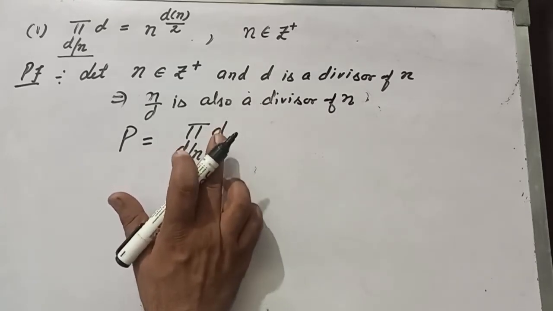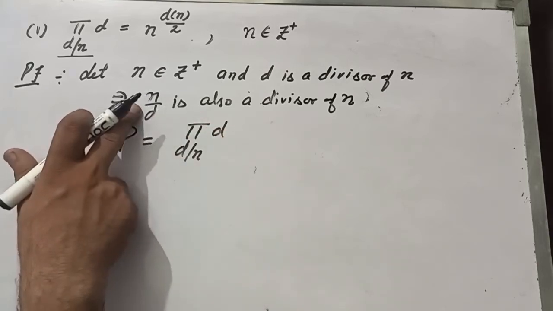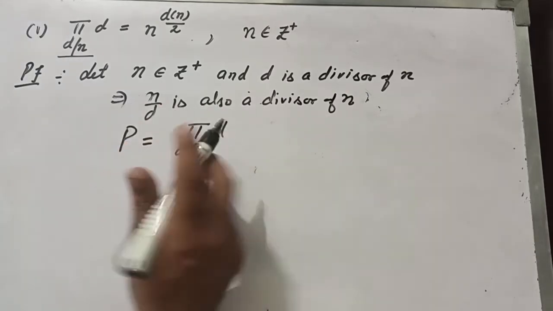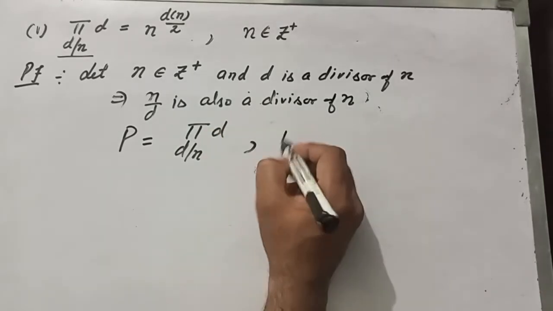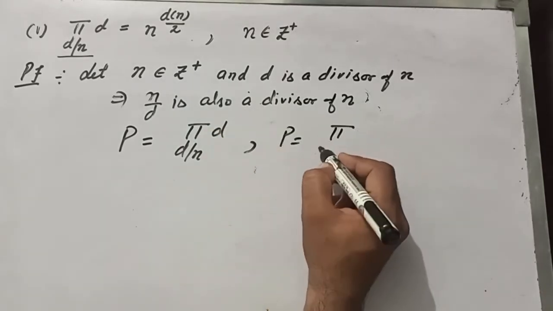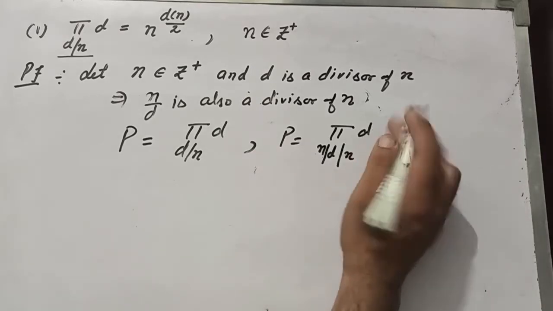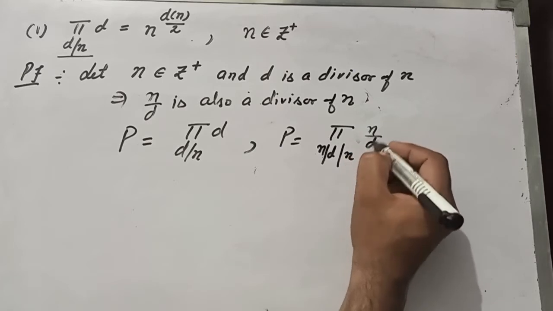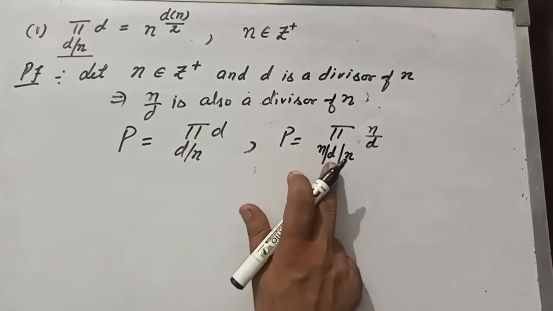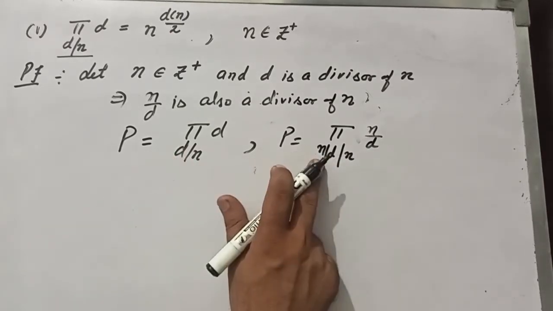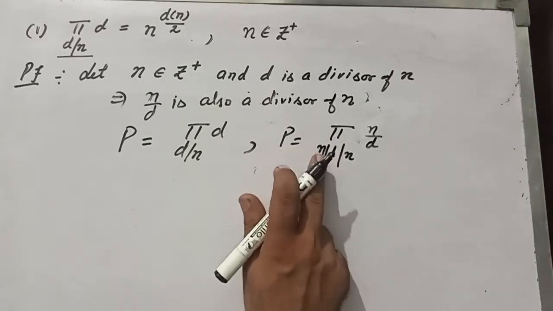But now you can replace d by n by d, because if d is a divisor, then n by d is also a divisor, and the number of divisors will remain the same. So this product P can be written again as the product over d dividing n of n by d, because there is no difference between d and n by d. If d is a divisor, then n by d is a divisor, and only the order may change.